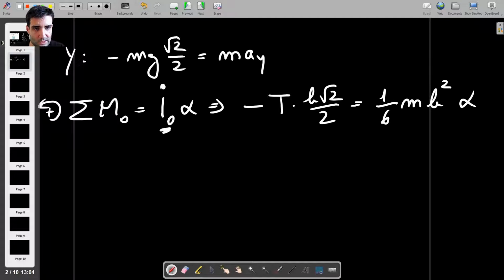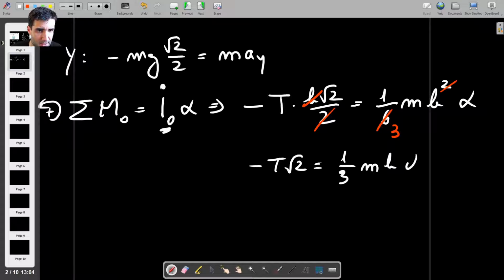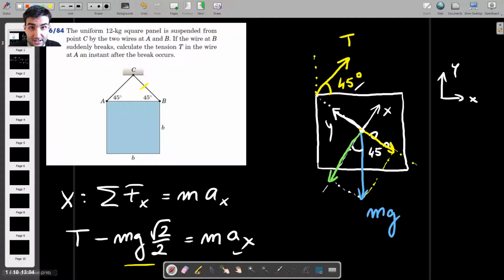So what we can then do, just to simplify this a bit more, we can cancel out the 2 on both sides, and then we can cancel out the b from both sides, and we just have that minus T root 2 equals 1 over 3 m b times alpha. Now, at this point, it looks like we have too many unknowns. So we have T, we have alpha, and then we also have those accelerations here. We have the ax and the ay. So we need one more thing.